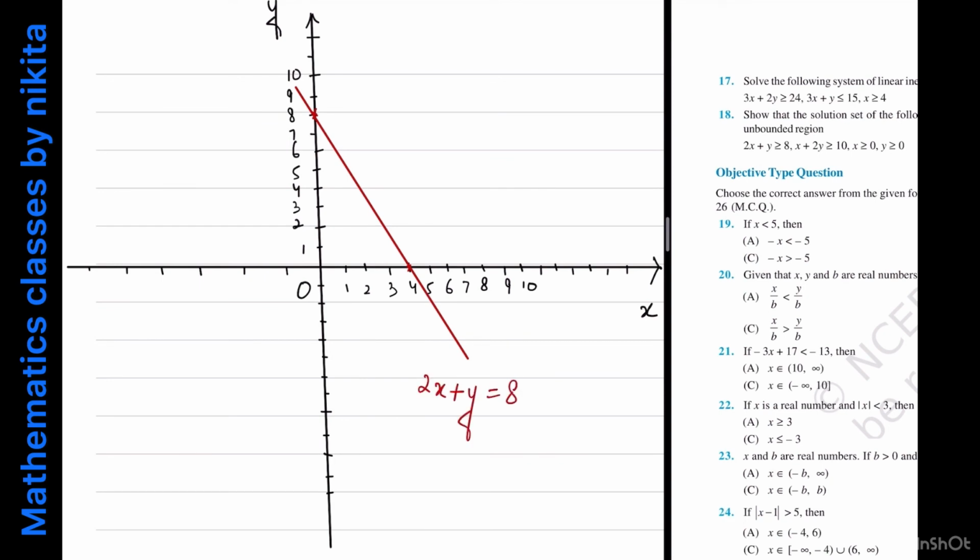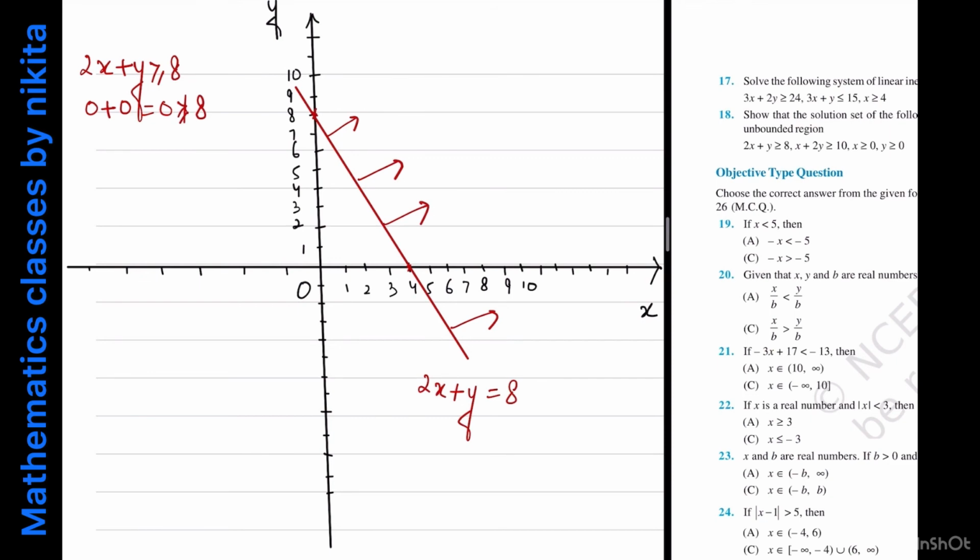Now let's see the region. So we have 2x plus y greater or equal to 8. And if I put the origin to satisfy, what will come? 0, but 0 is not greater or equal to 8. That means this inequality is basically on the opposite side of the origin. So the region is this, away from the origin.